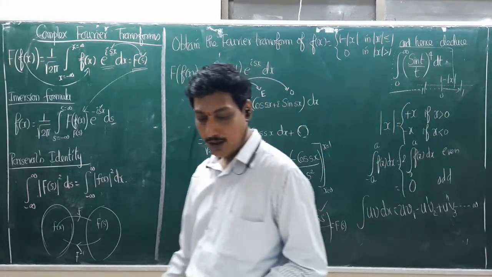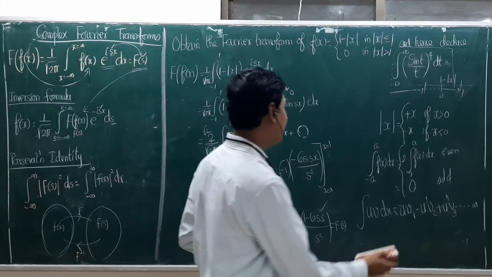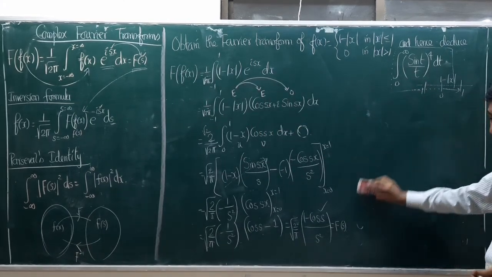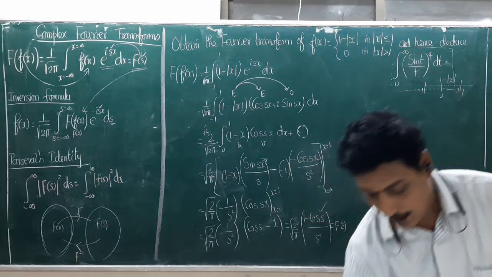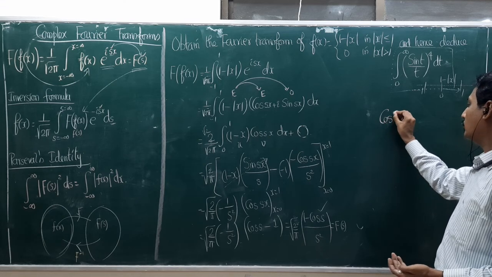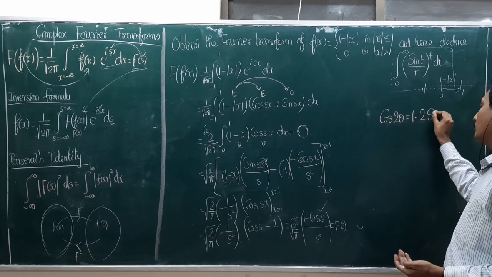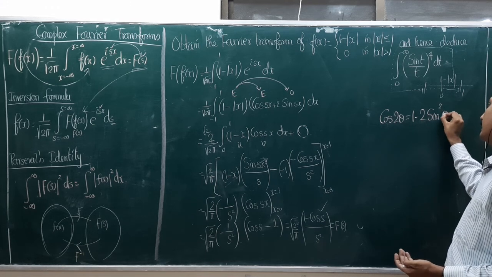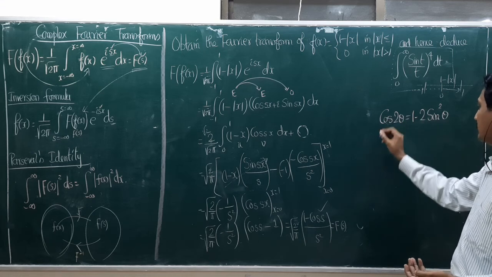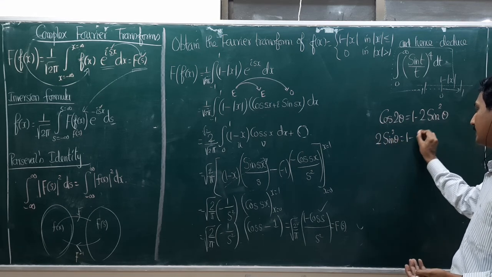So first, my aim is to convert this cos term into the sine term. So how are we going to convert it? Let us see. I am going to use a trigonometric identity. What is cos 2 theta in terms of sine? 1 minus 2 sine squared theta. Am I right? Can I rewrite this as 2 sine squared theta is equal to 1 minus cos 2 theta.